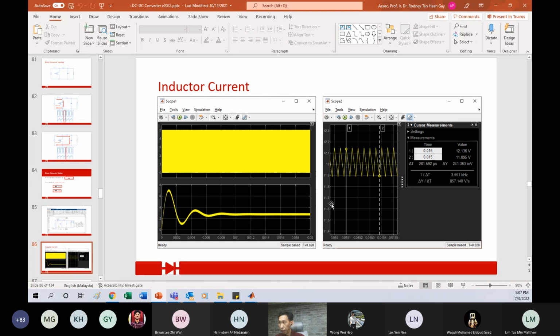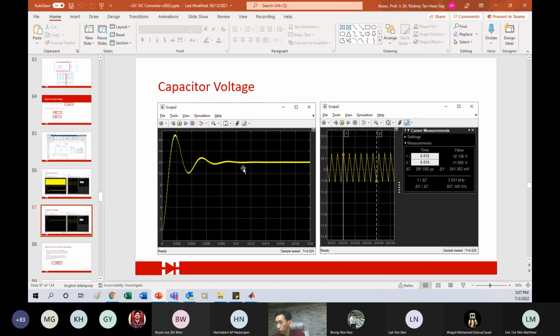Again, this shows the inductor's current, which indicates the charge and discharge of the inductor. The capacitor voltage will be the output voltage, in this case 12 volt. Our input is 5 volt, and you can boost it up to 12 volt.